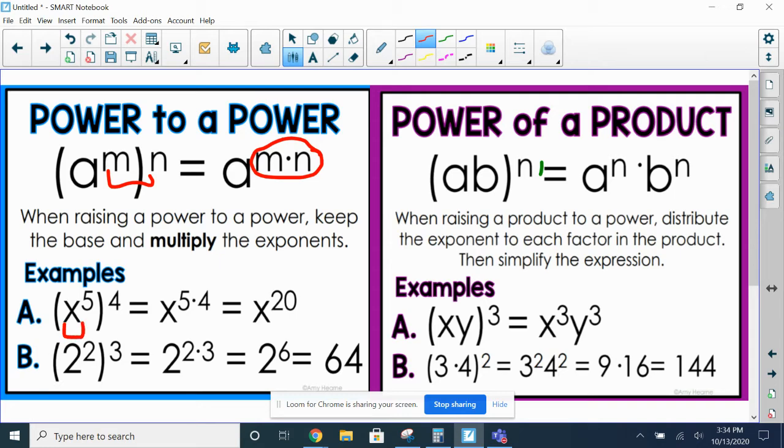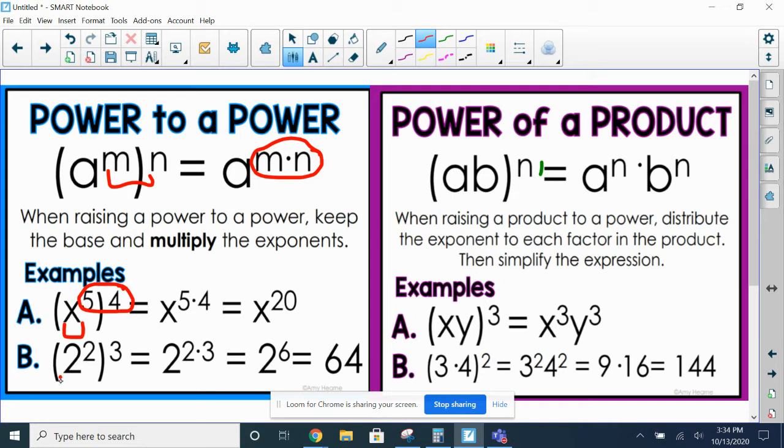I have a base of x with an exponent of 5, and we're going to raise that exponent of 5 to a power of 4. So we're going to multiply those two exponents, so we'll be left with x to the power of 20.